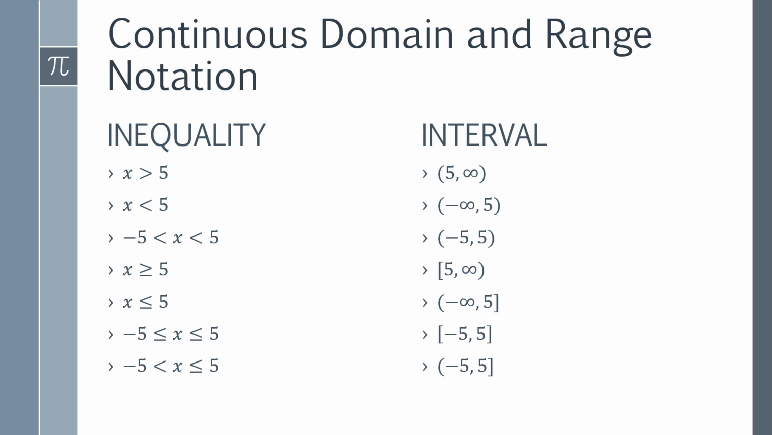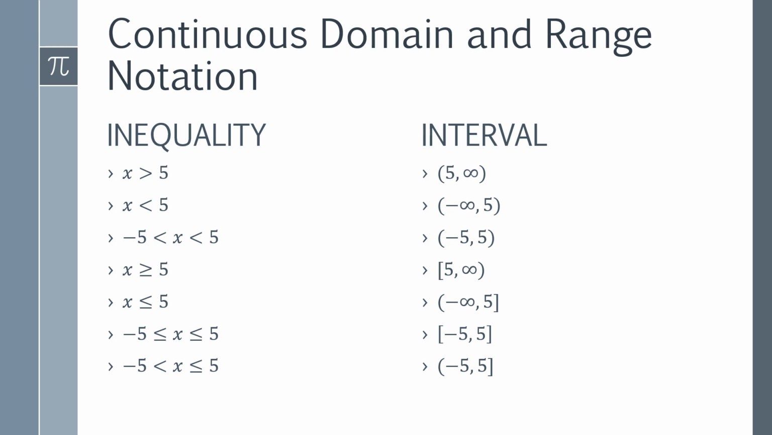If x is less than 5, we would have negative infinity up to 5. And if we have an interval, we want the values between negative 5 and 5, but we don't want to include negative 5 and 5, because less than or greater than doesn't include those. We would just put it as negative 5 and 5 in parentheses, like an ordered pair.